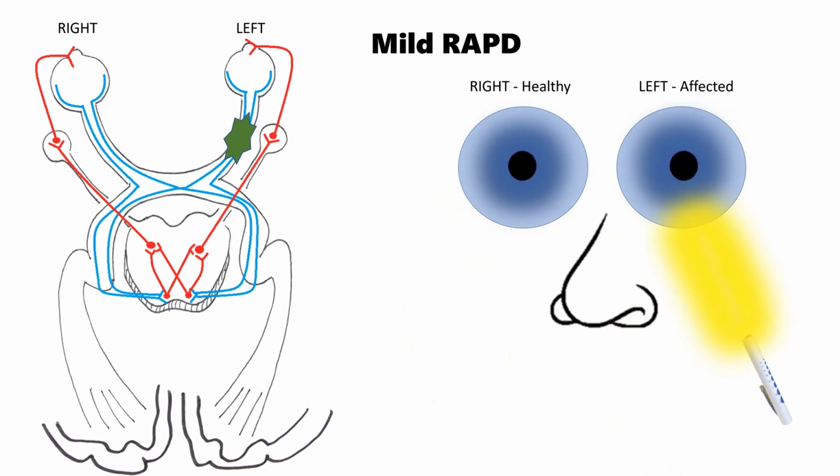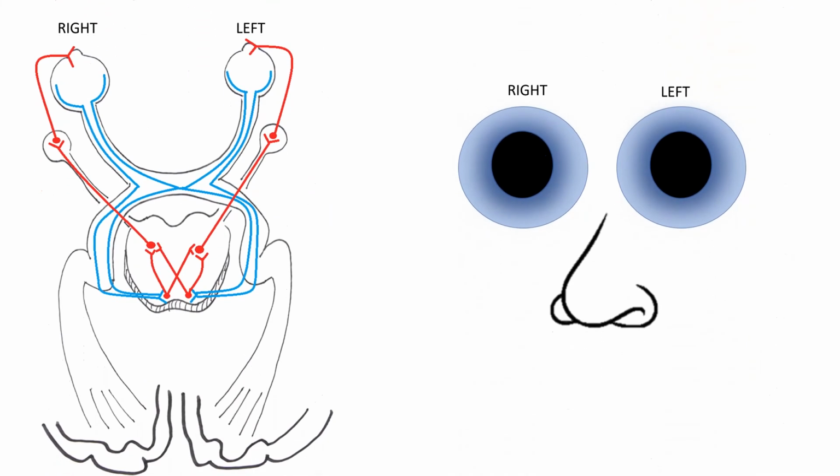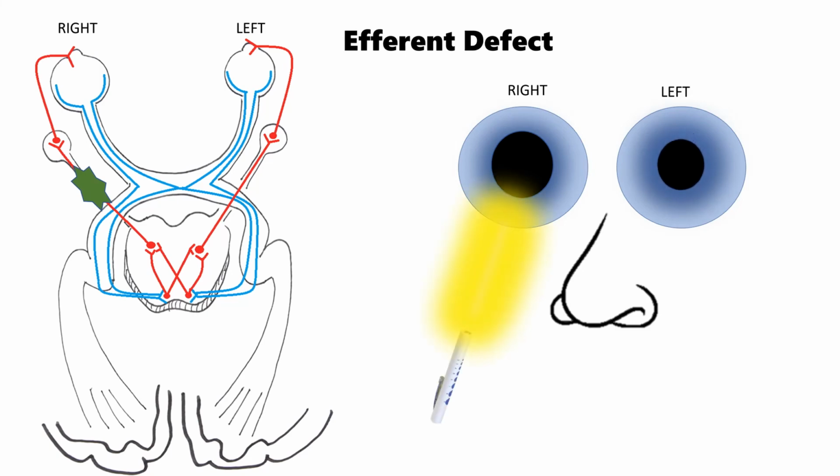Now to test your knowledge. In which eye would the pupillary light reflex still be present if the right oculomotor nerve was compressed? Pause the video here before we reveal the answer. How did you go? The oculomotor nerve is part of the efferent pathway. As a result, the right pupil on the same ipsilateral side will not constrict, regardless of which eye is illuminated.